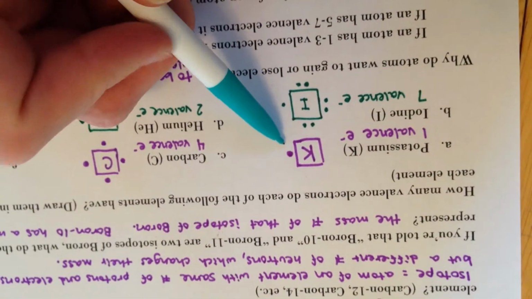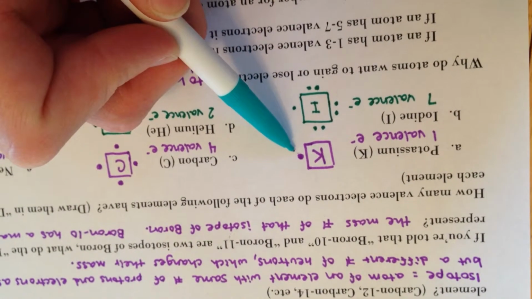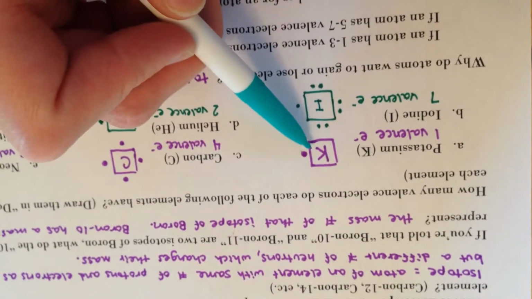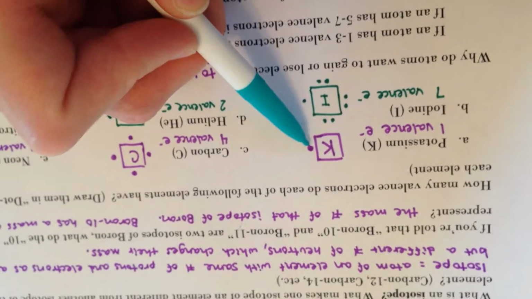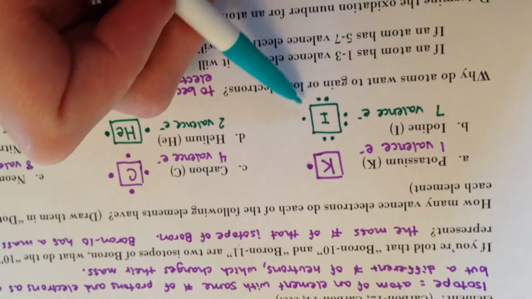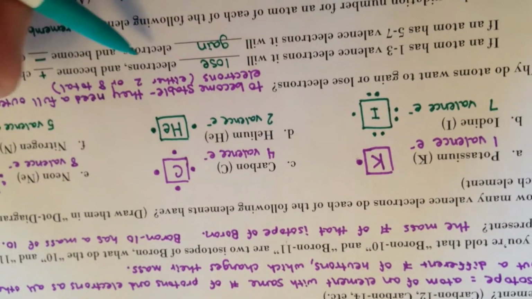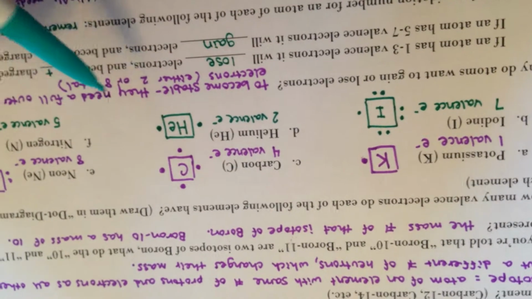Potassium has 1 valence electron. You can cheat and look at your periodic table where we drew it, and when we draw dot diagrams, we just put the K in a box for potassium, draw the 1 valence electron. Iodine has 7, it's in group 17. Carbon has 4 valence electrons, that's why it's able to make so many bonds.